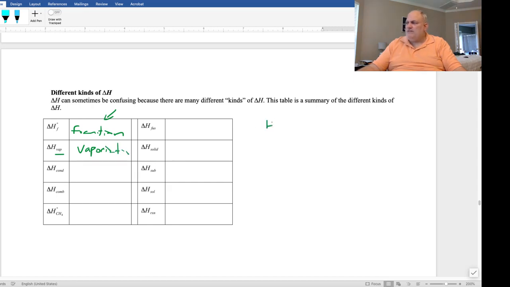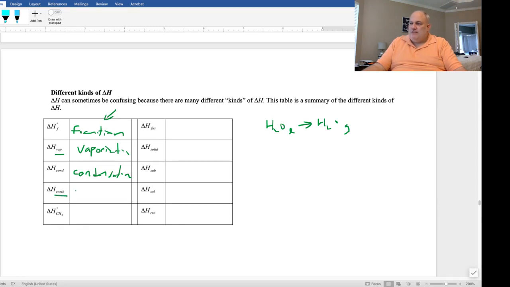So if you had something like H2O liquid, and you went to H2O as a gas, that's vaporization. Condensation, I don't even know if it's worth me writing these in here because my handwriting is so bad, but condensation is going the opposite way, going from a gas to a liquid.